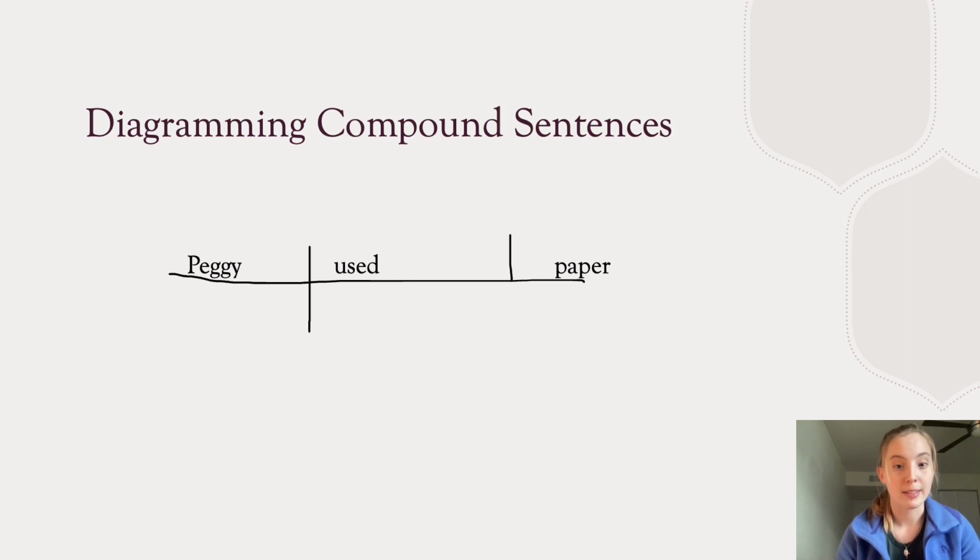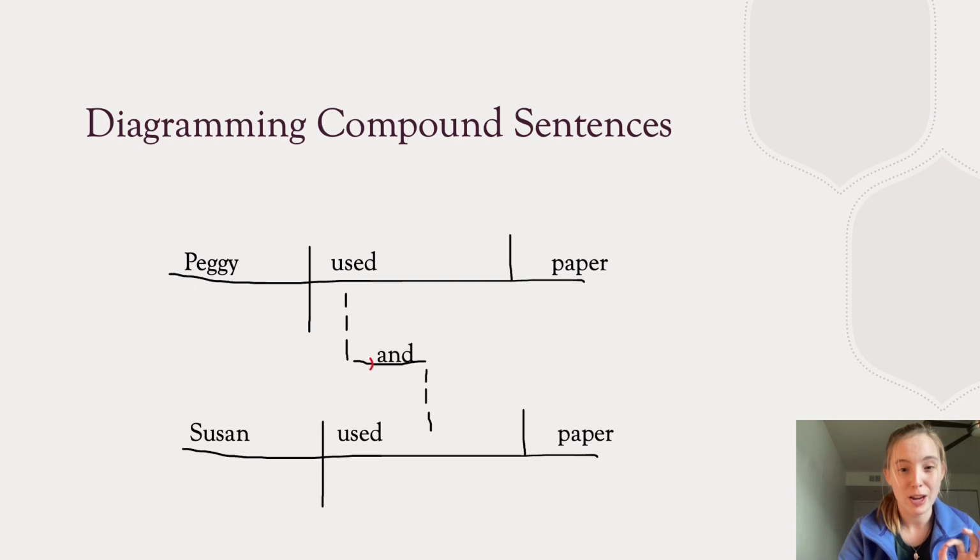Diagramming a compound sentence is very straightforward. Our subjects, as always, go in this first box. What did the subject do? Well, the subject used. What did the subject use? Paper. So, as always, very straightforward.